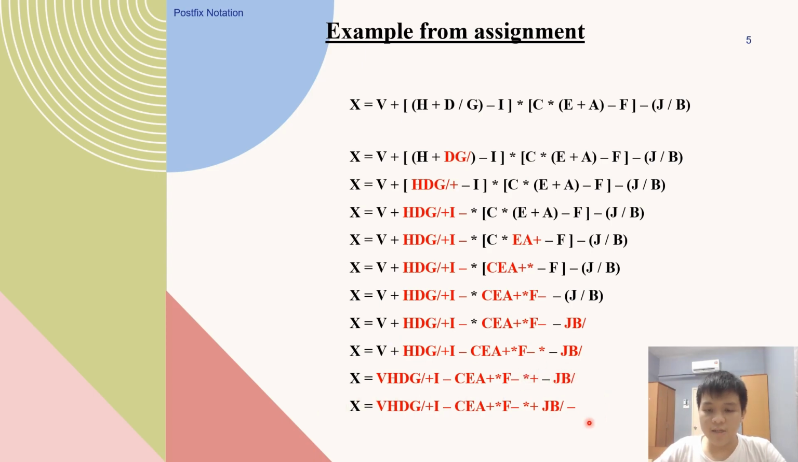And the last step, we have only this subtraction left. So do the same thing, move to the back. So the last step will become V hash D G divide add I subtract C E A add multiply F subtract multiply add J B divide subtract. This will move to the back. So it is done.